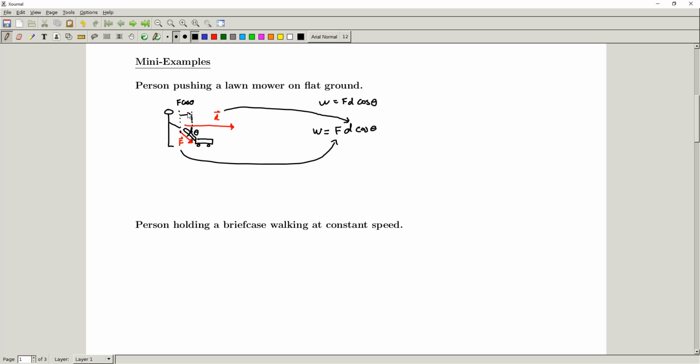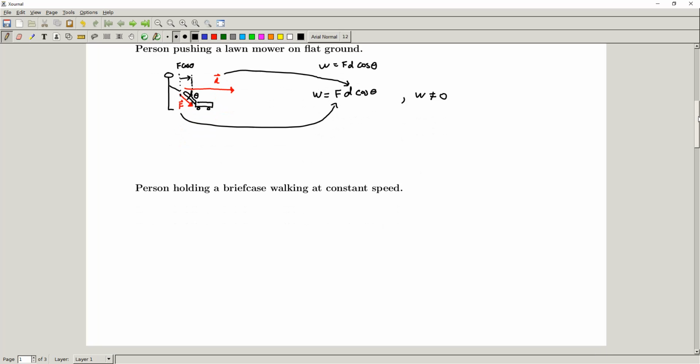And so if we had numbers, we could easily do this calculation, and we will do that in the last part of the video here. But in this case, we can see that since our force is non-zero and our displacement is non-zero and our cosine of theta is non-zero, here we would have a work that is not equal to zero, right? There would be some work done in this system. Let's take a look at a different example though now.